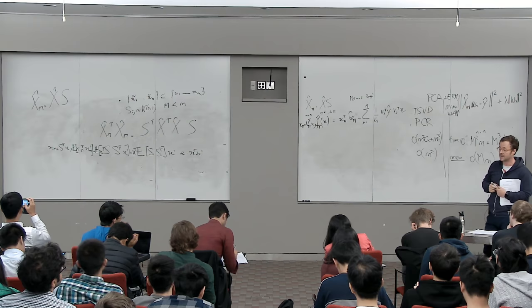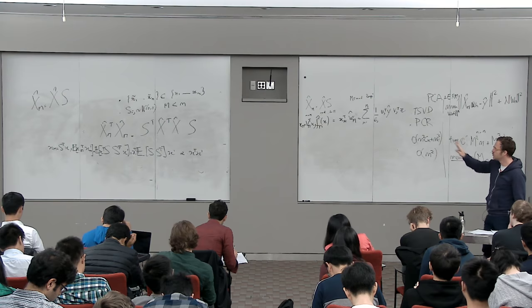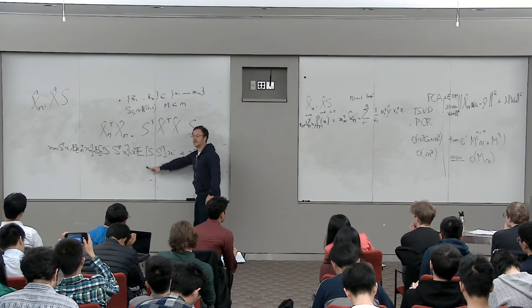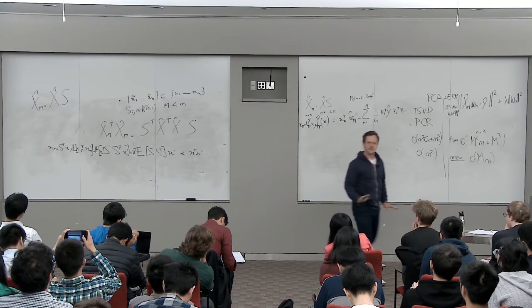But other than that, the idea is very simple. The idea is just to use some kind of random matrices that allows to do this. Make sense? It's a simple idea.